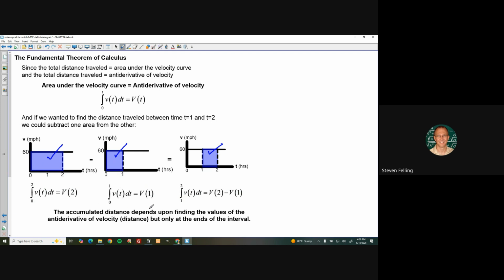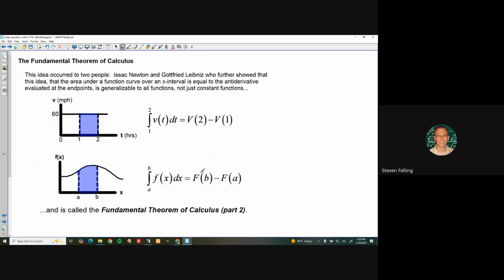So the accumulated distance depends upon finding the values of the antiderivative of the velocity. We only need to do that at the ends of the intervals. And that's not at all intuitive. It kind of makes sense here when you're talking about it with a constant velocity. But what Isaac Newton and Gottfried Leibniz realized is that there's a proof that we can show you later that says that would be true regardless of what this velocity curve was. So it wouldn't have to just be a constant.